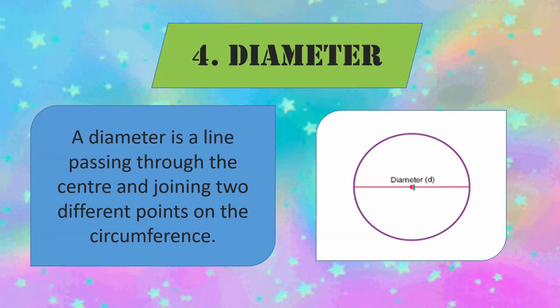But what is the condition? It must pass through the center of the circle. This is the center. It can start from here, passing through the center, and it can stop over here. It can start from this point until this point, but the condition is that it should pass through the center of the circle. In other words, diameter is the double of radius. Radius was half, diameter is double.